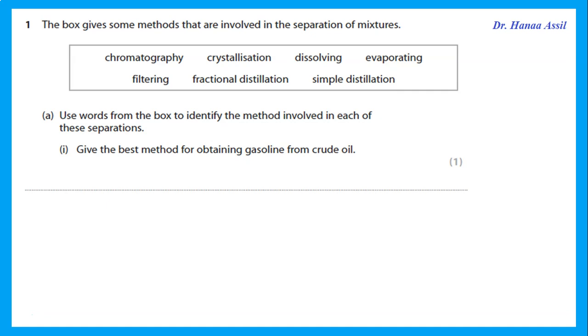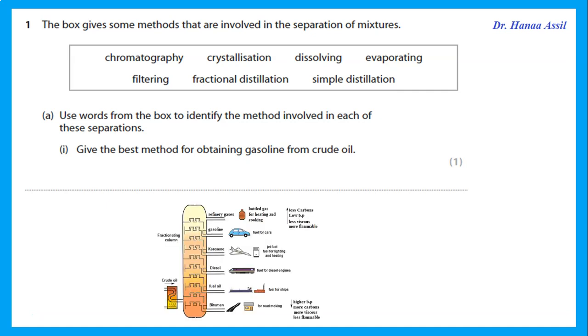The first question in this exam was: the box gives some methods that are involved in the separation of mixtures. Use words from the box to identify the method involved in each of these separations. Now, he's saying give the best method for obtaining gasoline from crude oil. Well, you should remember that crude oil is a mixture of liquids. In order to separate its constituents, we need to do fractional distillation.